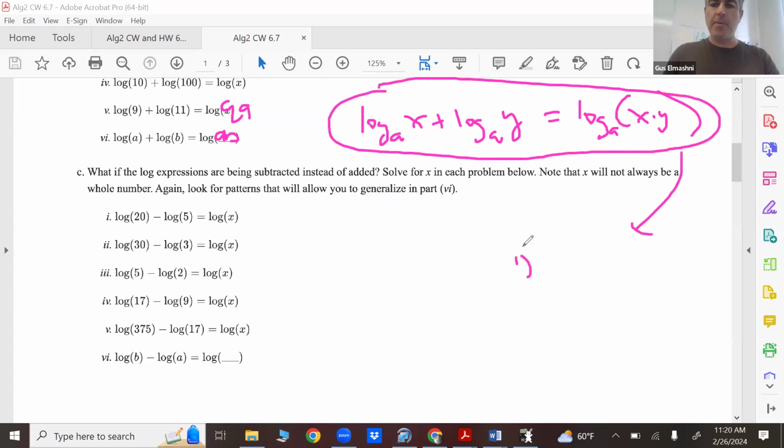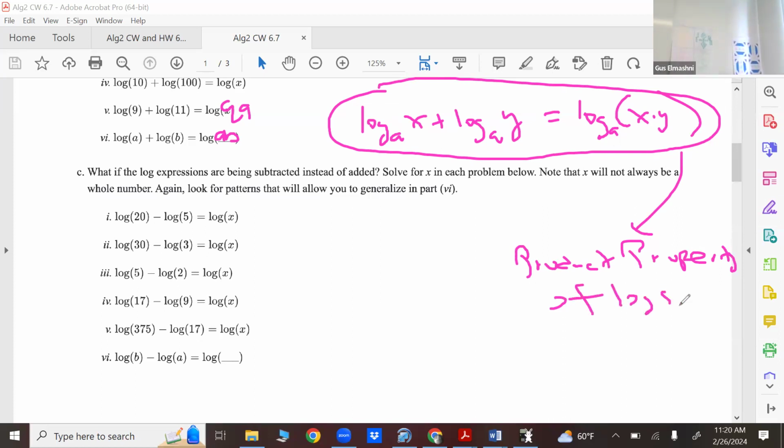This is called the product property. What's the base? The one I just wrote right now is base A. The ones up here all have base 10. The bottom line is the bases are all the same, so you can combine them. So that's a takeaway.